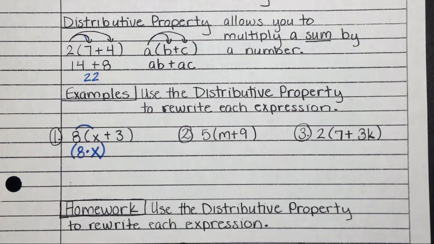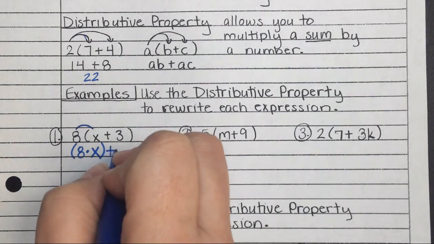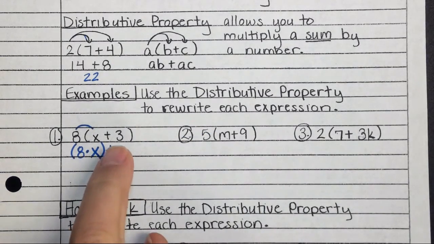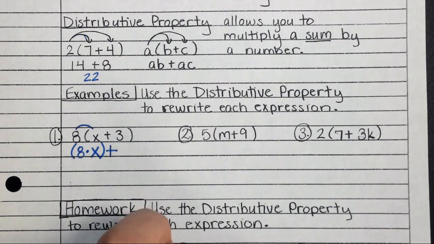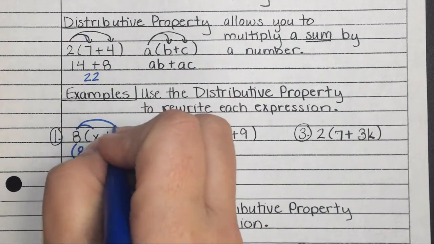So that's our first parentheses. Then we keep our addition sign. And this is where I was telling you, don't just understand this is for addition. You can also do this with subtraction, okay? So we bring our addition sign down. Then the next thing we do is 8 times 3.